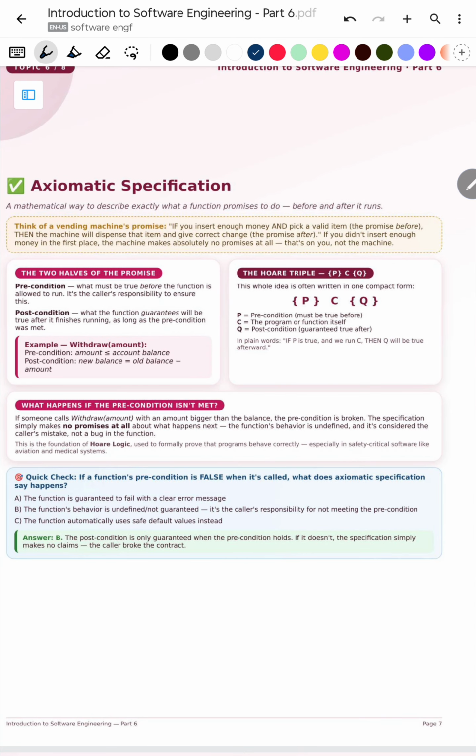A mathematical way to describe exactly what a function promises to do before and after it runs. Think of a vending machine's promise. If you insert enough money and pick a valid item, this is the promise before, then the machine will dispense the item and give correct change. That's the promise after. If you didn't insert enough money in the first place, the machine will not guarantee or promise you anything.